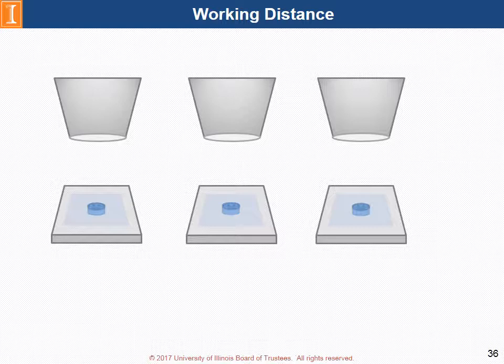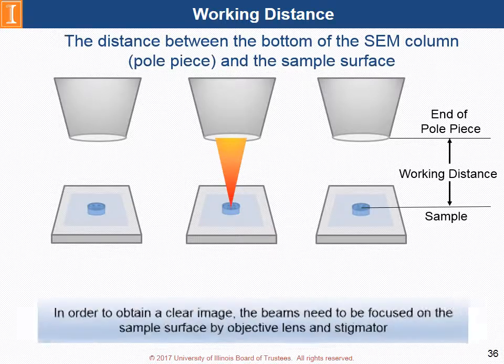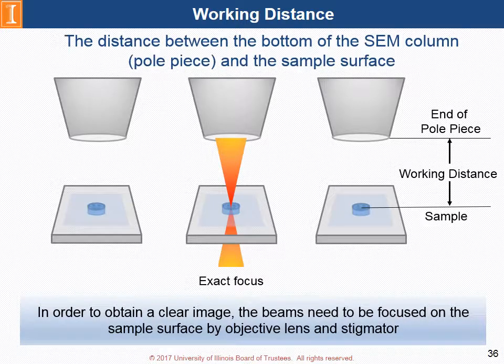Working distance is one of the most important concepts in SEM. Working distance is the distance between the bottom of the SEM column, which we also call the pole piece, and the sample surface. In order to obtain a clear image, the beams need to be exactly focused on the sample surface.